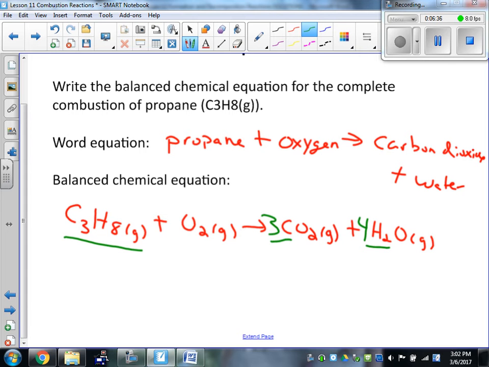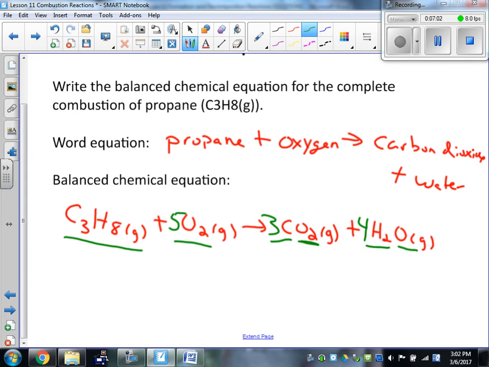Okay, 4 times 2, 8 hydrogens. Add up the oxygens. How many oxygens do I have here? 3 times 2 is 6, and 4 more, yes? So 6 and 4 is a total of 10 on that side. I would need 5 times 2, 10 oxygens. That would be the balanced chemical equation for the combustion of, in this case, propane.